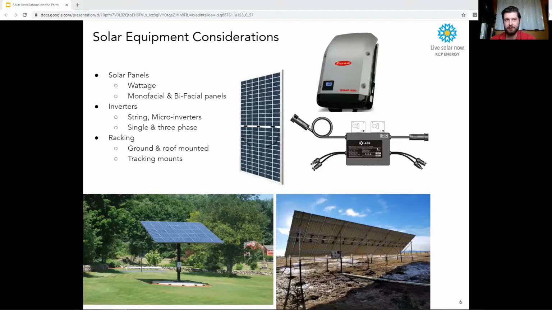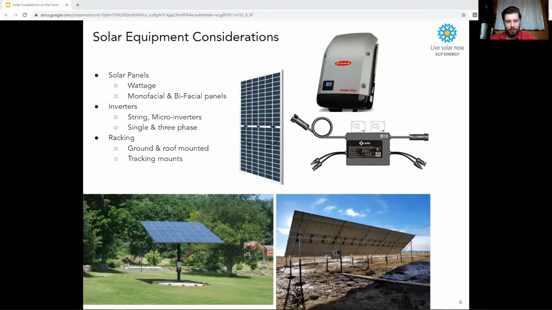Typically for installations on a farm, if it's over 50 kilowatts, it usually ends up going to a ground-mounted system. But for anything below that, if you have a good roof that can hold panels, that would be the best option to look at first.